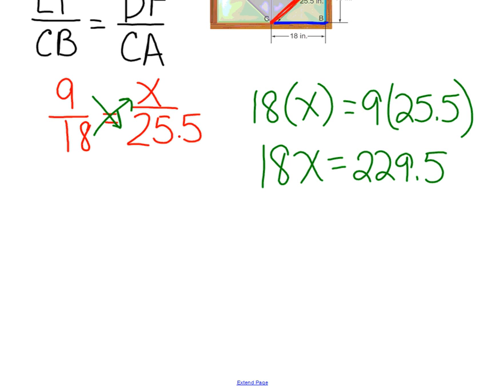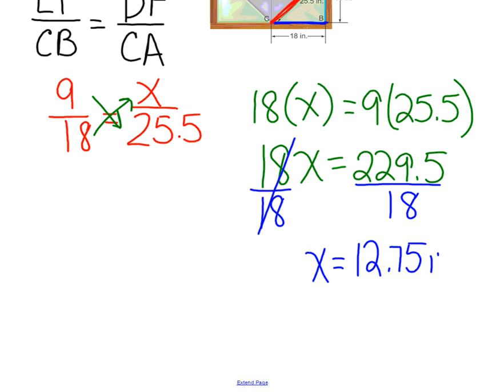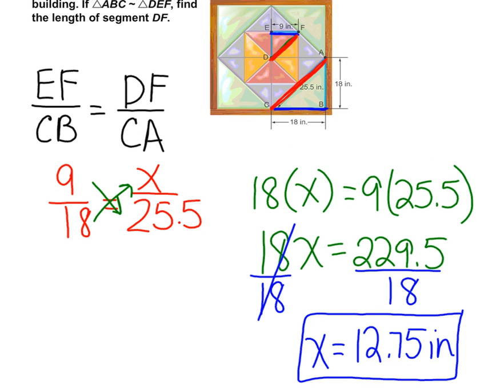9 times 25.5 is 229.5. And so my X is being multiplied by 18. So I'm going to divide by 18 on both sides of the equation. So X is going to equal 12.75 inches. Okay, so that missing side length is 12.75 inches.